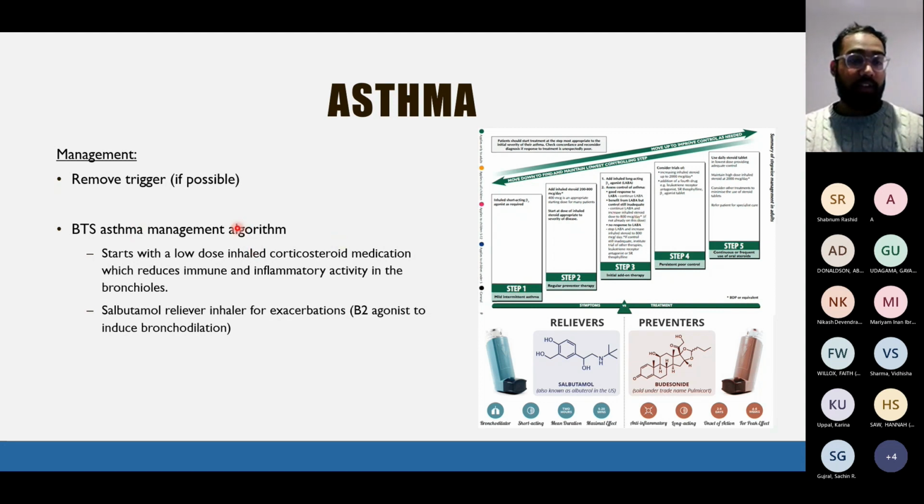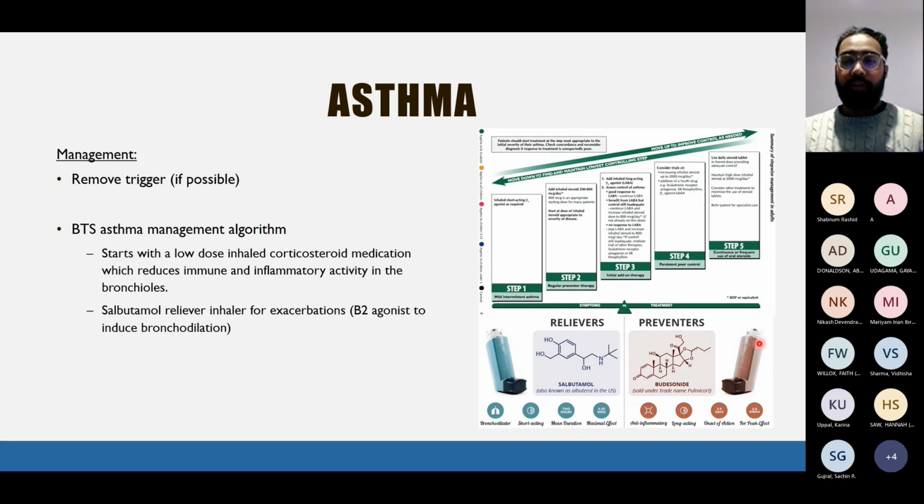So that's just a side note. And then you can use the BTS asthma algorithm. It's just a stepwise treatment plan, and it starts with your salbutamol reliever inhaler, and then you can add on corticosteroids. Now, steroids just dampen the immune response. So they're your preventer inhaler, making it less likely that someone's going to have an exacerbation. And this is your bread and butter of asthma management, the very start.